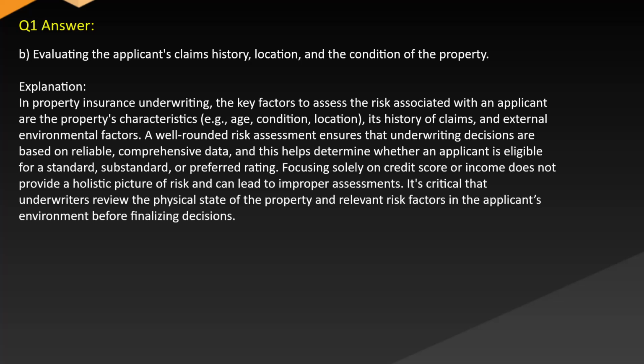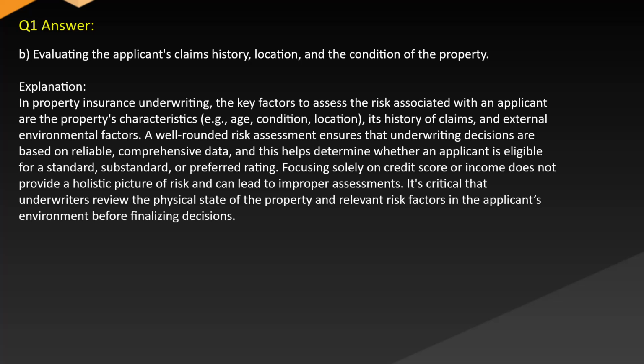Explanation: in property insurance underwriting, the key factors to assess the risk associated with an applicant are the property's characteristics, e.g., age, condition, location, its history of claims, and external environmental factors. A well-rounded risk assessment ensures that underwriting decisions are based on reliable, comprehensive data, and this helps determine whether an applicant is eligible for a standard, substandard, or preferred rating.